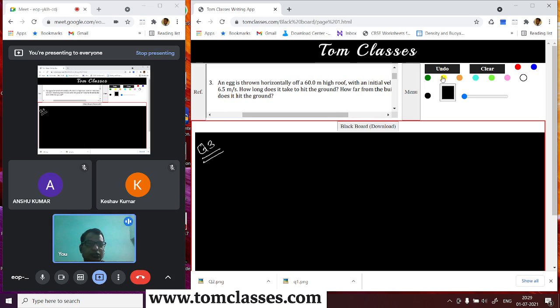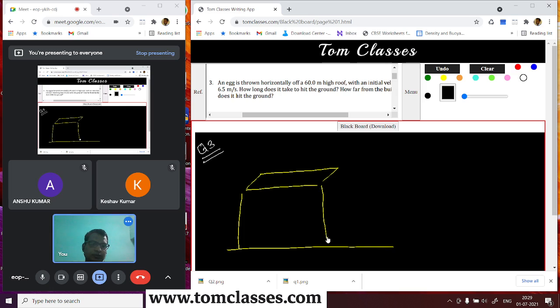So there is a roof. Let me draw the roof. Let this be the roof, the roof of the building. So something like this. So there is a roof over here.